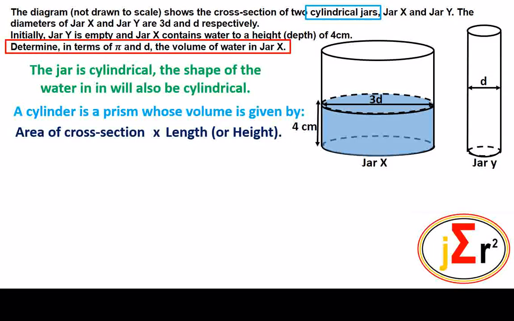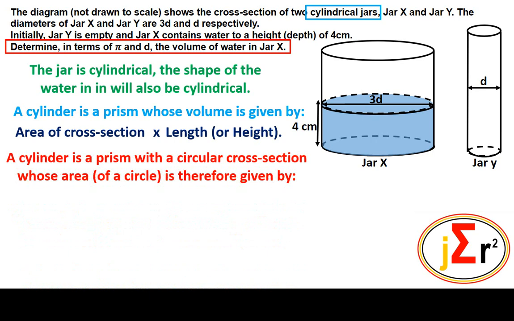Of course, we'll take a look at what we mean by cross-section, because as we have it inside of the statement of the problem, there's a particular defect that is going to be highlighted in this audiovisual. A cylinder is a prism with a circular cross-section whose area, which is that of a circle, is therefore given by the area of a circle.